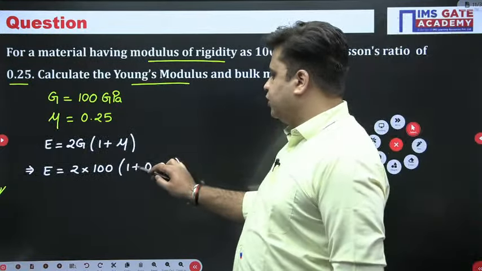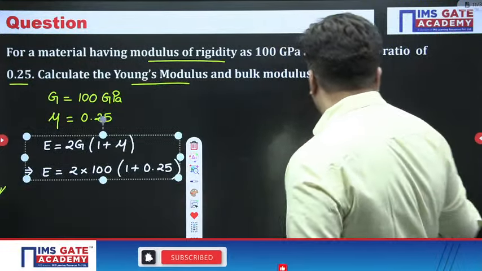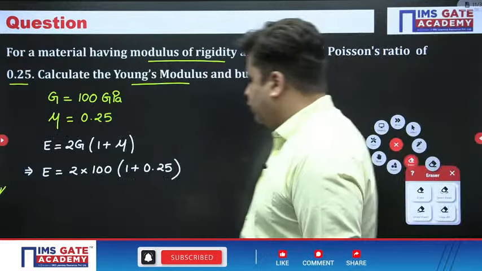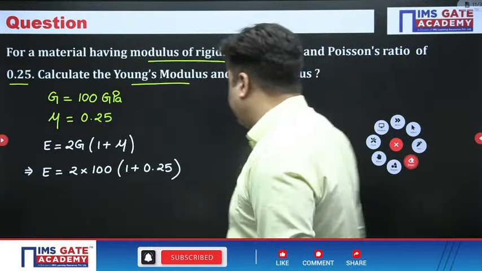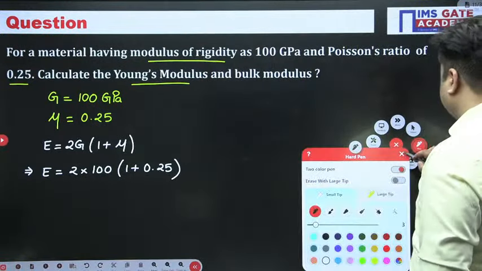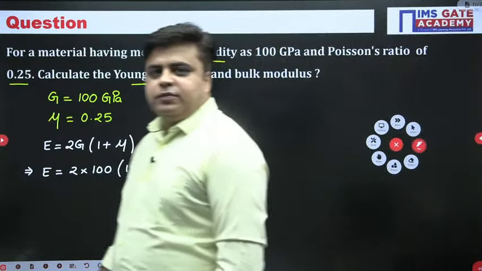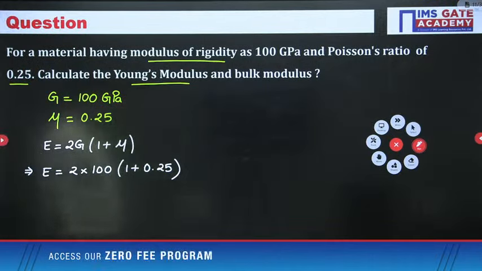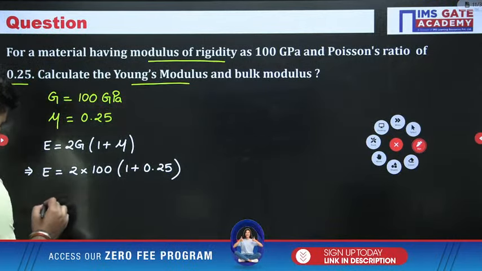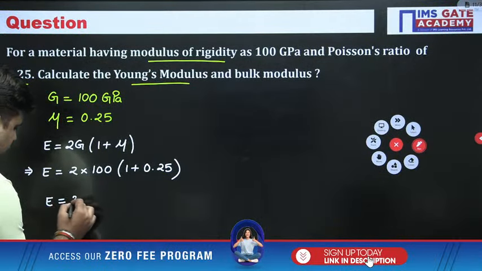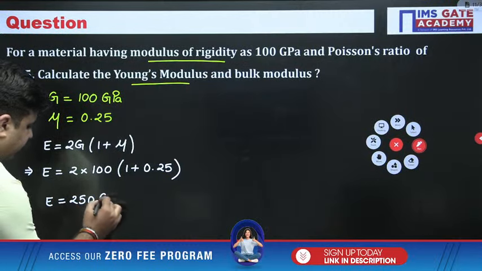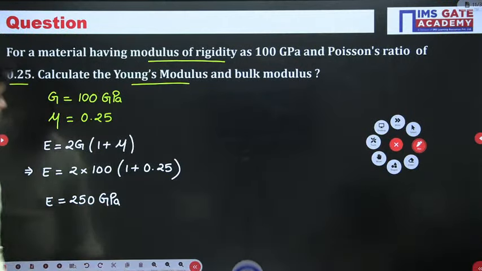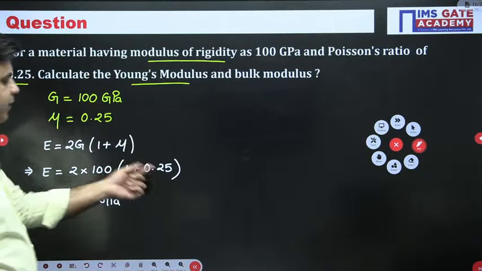So E is equal to 2 into 100 into 1 plus 0.25. Please tell me the value of E. It is equal to 250 megapascal. Very good. So E is equal to 250 gigapascal, because the value of G is in gigapascal and mu is unitless.